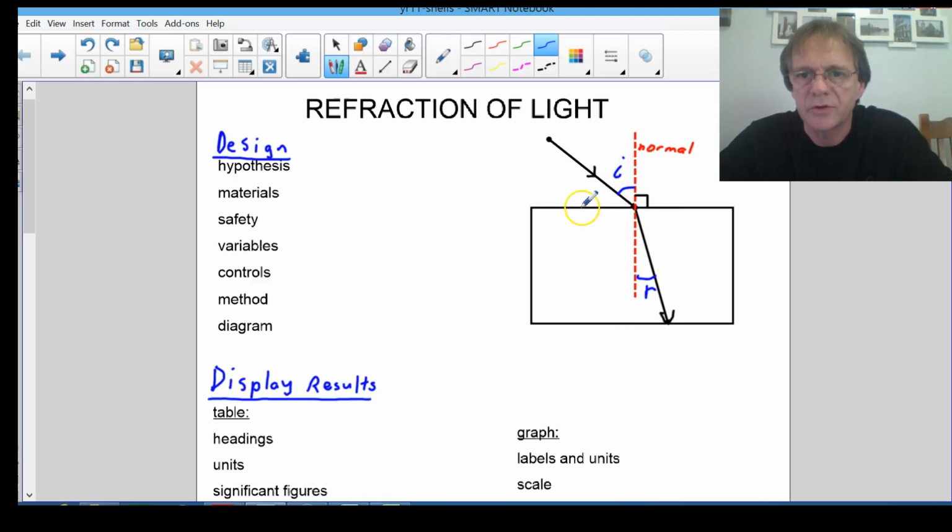Now, it's okay to measure from the surface to the incident ray and then subtract from 90 to get that angle there, and you can do the same thing here. You measure that angle sometimes with a protractor and subtract it from 90 to get R there. So we're trying to compare I and R.